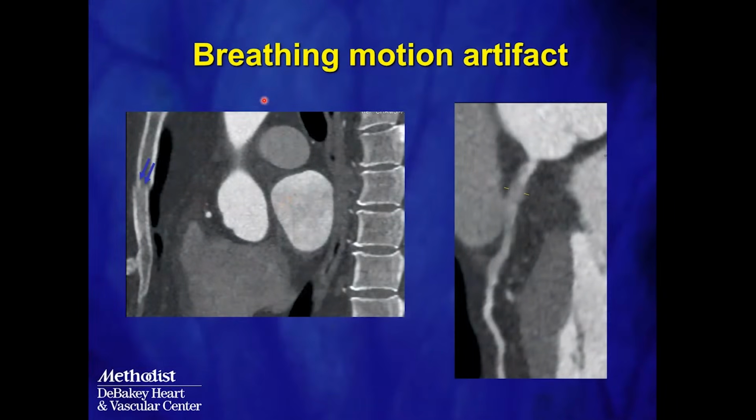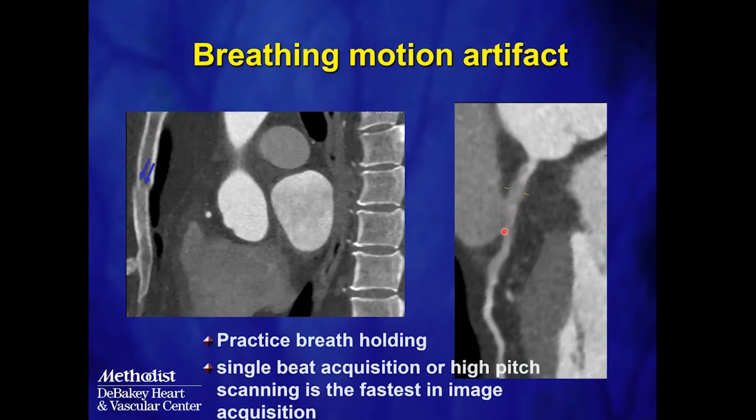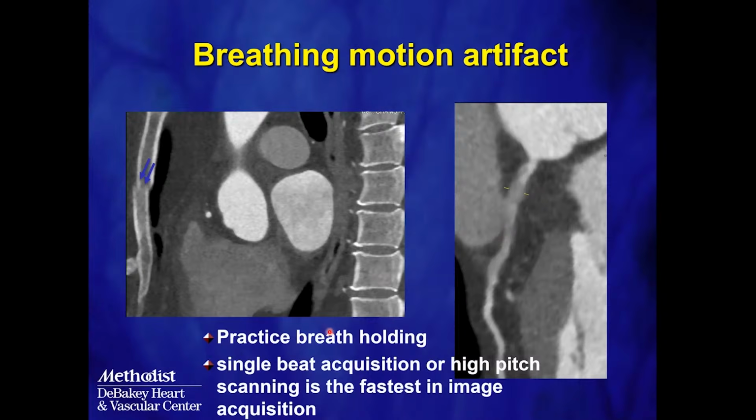This is basically a case of a breathing motion artifact. We typically look on the sagittal views, and you can see there is a break in the line of the anterior sternum. This actually affected this segment, where you can see very suboptimal contrast enhancement in this proximal vessel, more likely because of a breathing motion artifact that renders this segment really suboptimal for diagnostic assessment of luminal stenosis. So it's very important, and our techs know this, that the patients have to practice breath holding, whether end inspiration or end expiration.